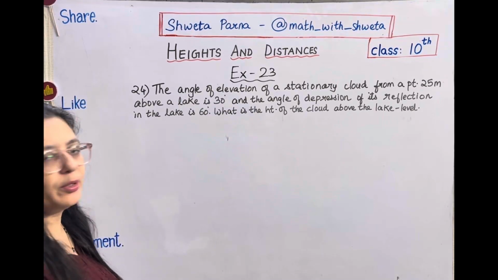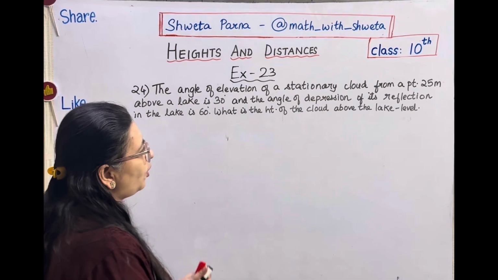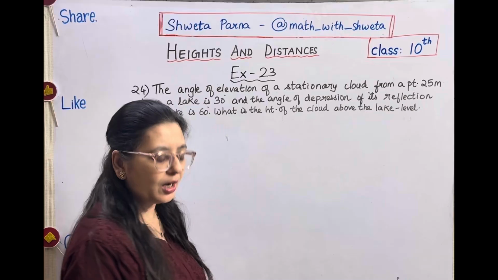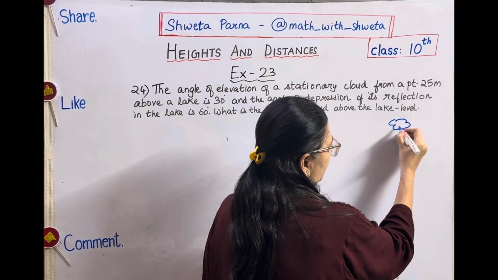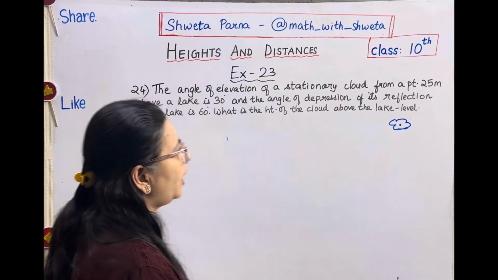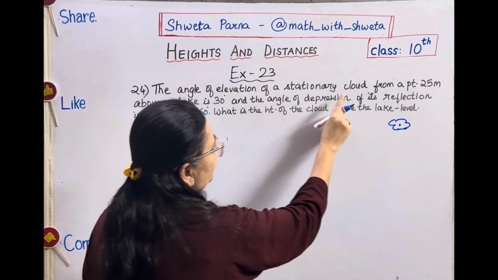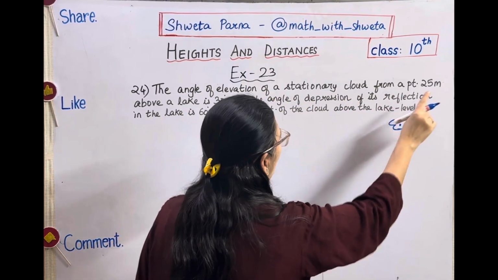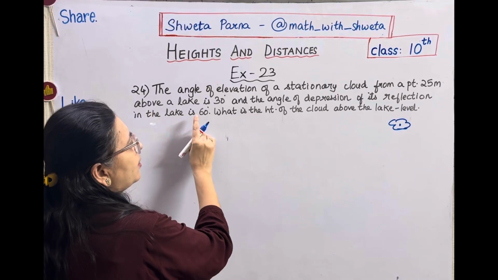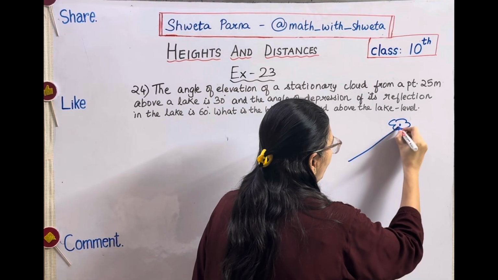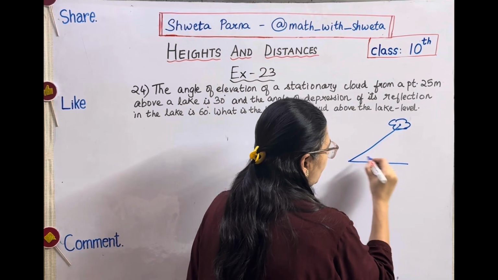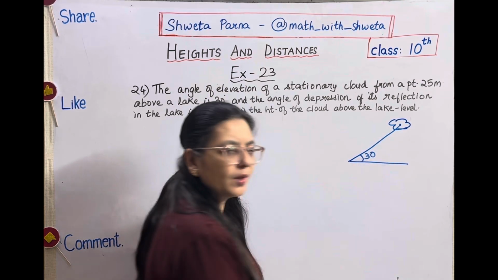Let's go to question number 24, children. The angle of elevation of a stationary cloud. Stationary cloud, let's draw a cloud. Say this is a cloud. So I mark this point, okay. The angle of elevation of a stationary cloud from a point 25 meter above the lake is 30 degree. Say this is the angle of elevation. This is 30 degree, correct?